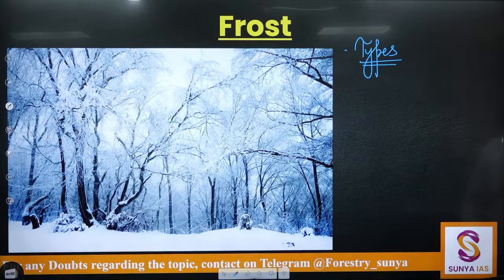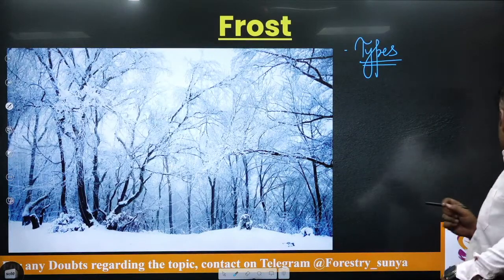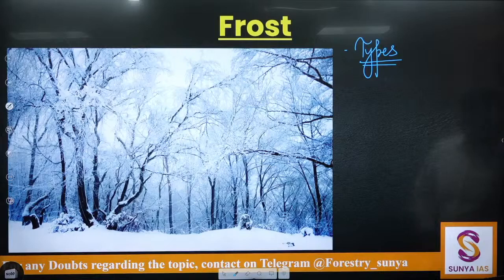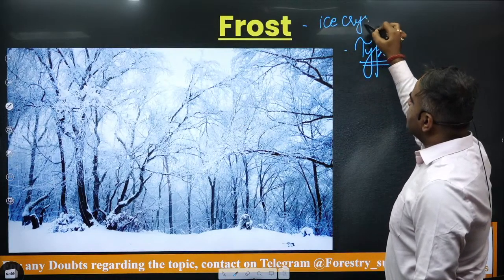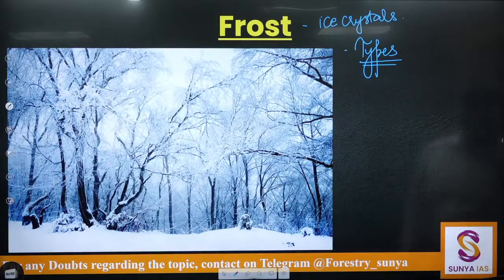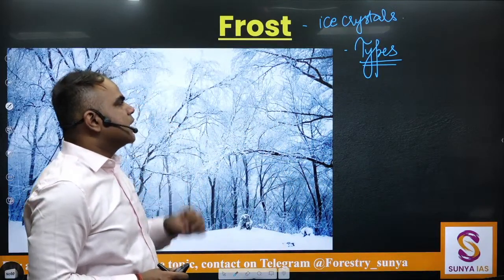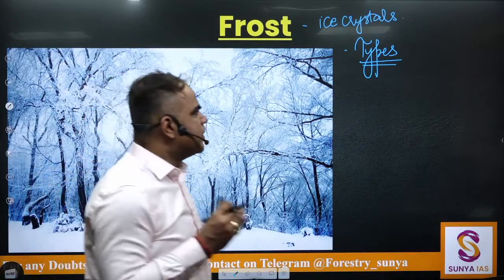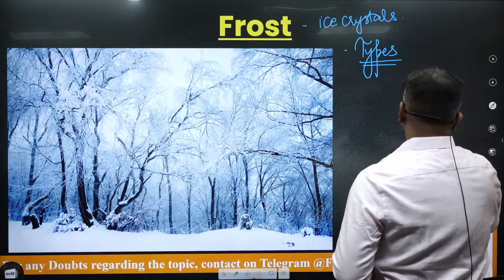Now in this part, we'll write about, just one line you can write down. What is frost? For the frost part we'll write down: frost is defined as a fuzzy covering of ice crystals that forms on surfaces at or below freezing. Okay, you can write that down. That is the basic definition.